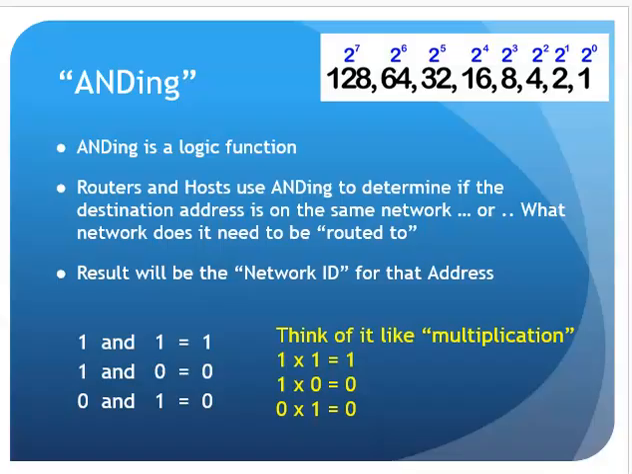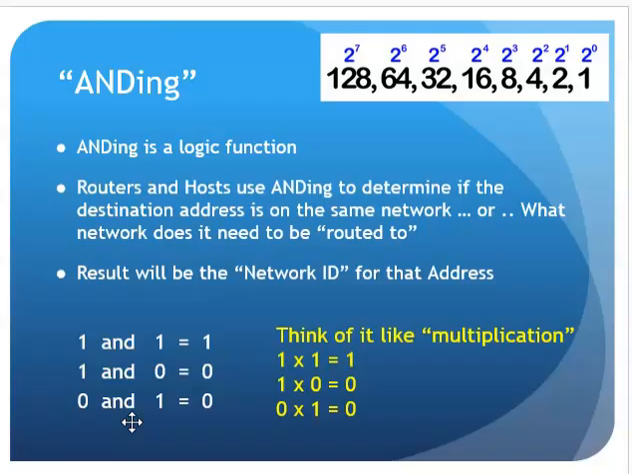And it's a logic function. ANDing is a logic function. Logic as in electronic logic gate. So a 1 bit and a 1 bit ANDed together will yield a 1. Anything else is going to be 0. A 1 and a 0 is going to be 0, a 0 and a 1 is going to be 0, 0 and 0 is going to be 0. So you can almost think of it like multiplication. 1 and 1 is going to get 1. Any other thing is going to be 0.